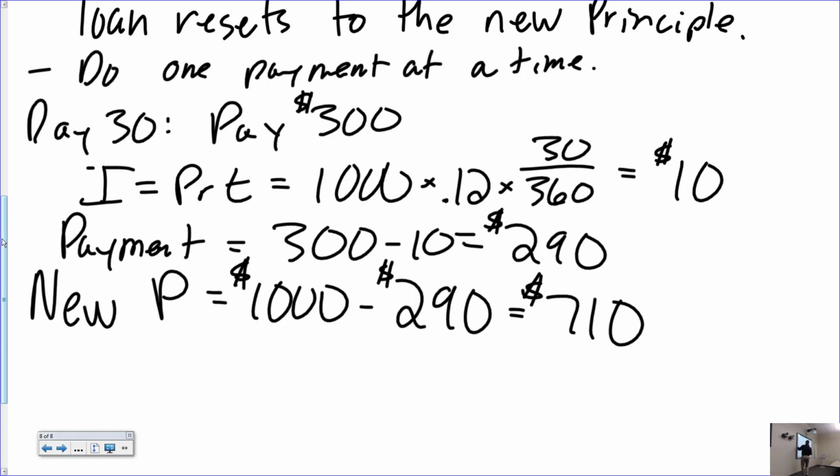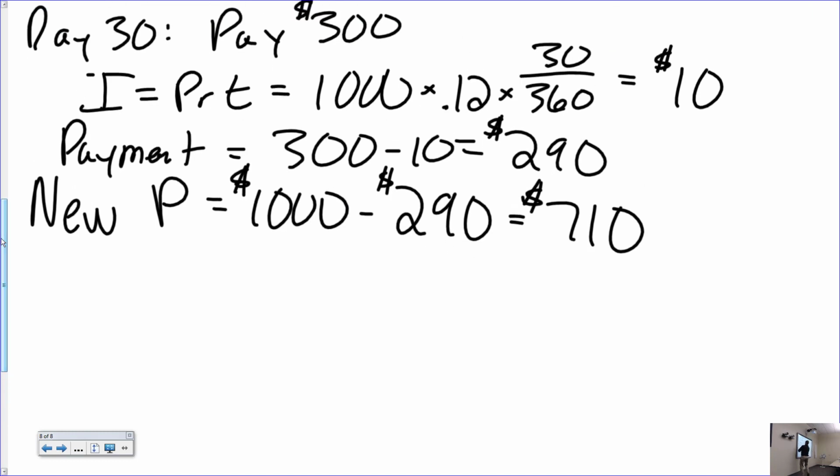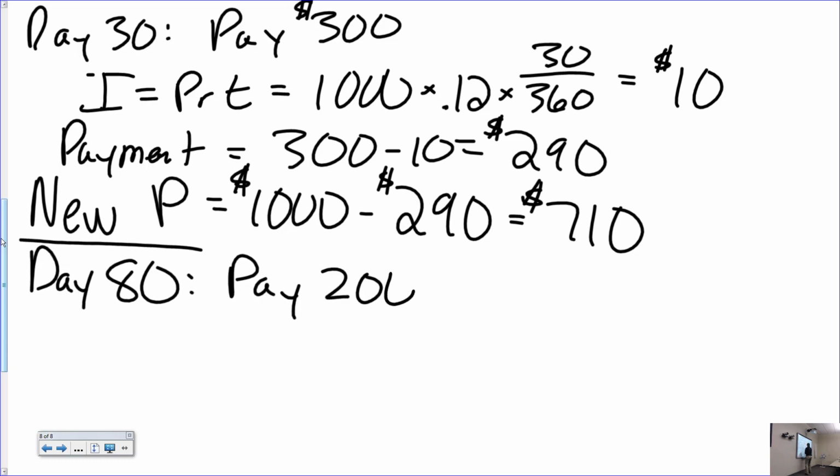So, we move forward to the next payment, right? When did I make my next payment? On day 80, I pay $200. Day 80 from the beginning of the loan. So, what is that $200 going to do first? Pay the interest. How do I calculate interest?